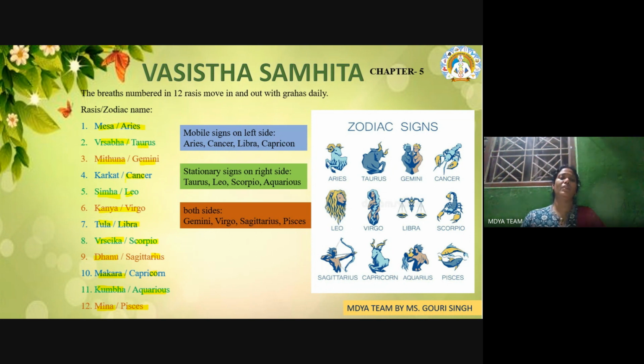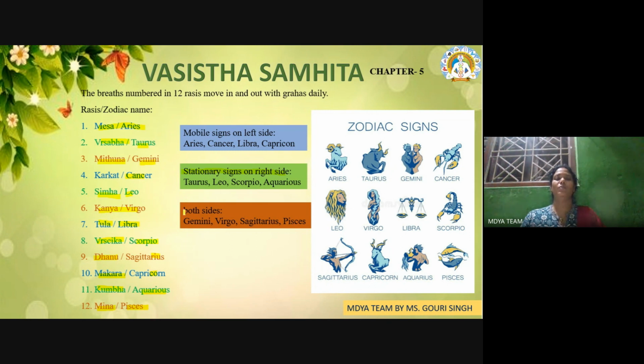And these four rasis, which are in the green, that is Vrishabha, Simha, Vrishchika, and Kumbha, are the immovable, meaning the stationary signs of the right side of the body. According to that way, it is mentioned here. So I divided them in different colors so that it is easily remembered.